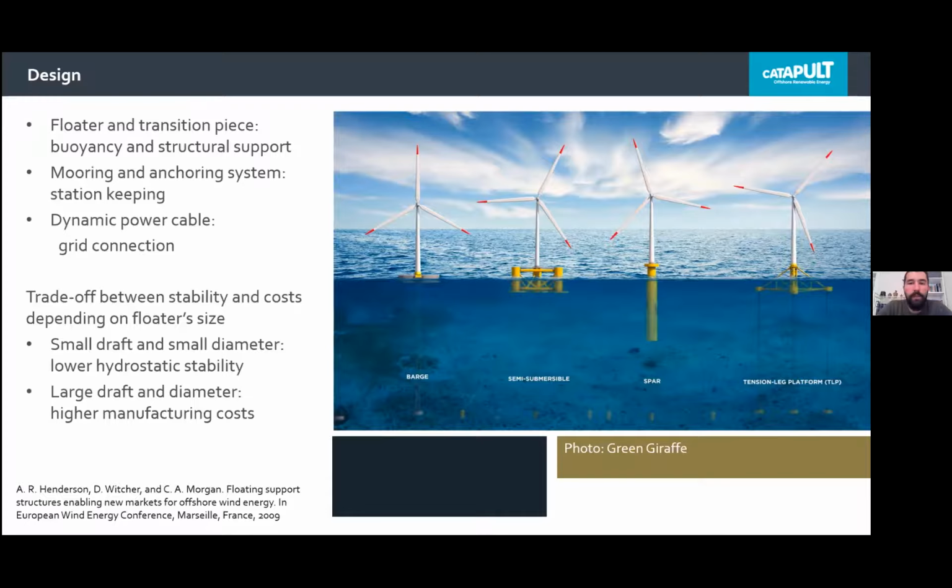Performed a very simple but telling analysis about the trade-off between stability and cost, depending on the size of the floater. Intuitively, we can imagine that a small draft and small diameter will have a lower hydrostatic stability, and a large one with a large diameter will result in a higher manufacturing cost. And Henderson proved it using a very simple vertical cylinder floating in a volume of water and piercing the surface.